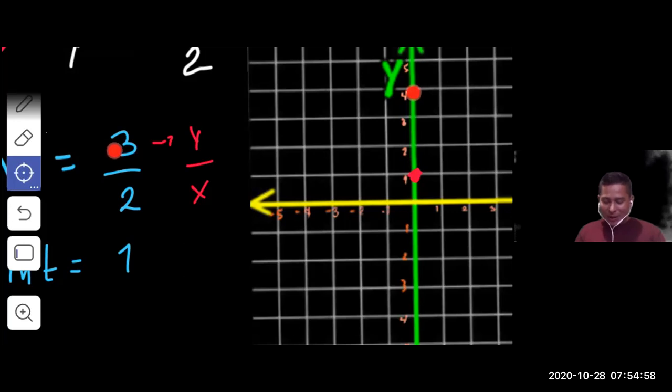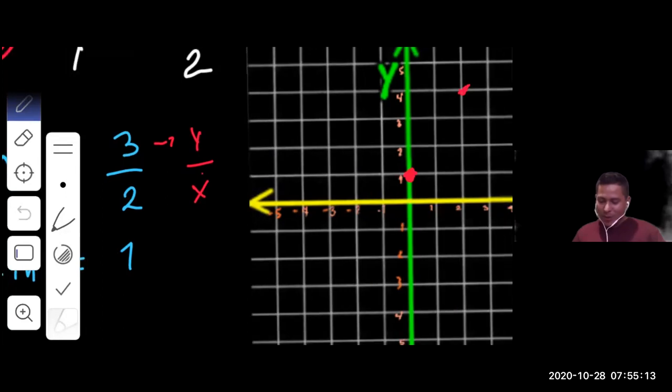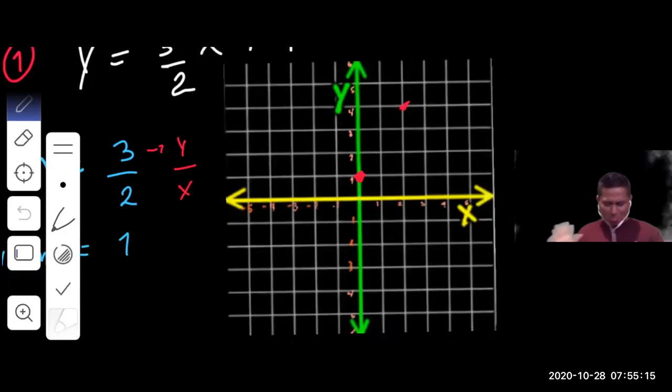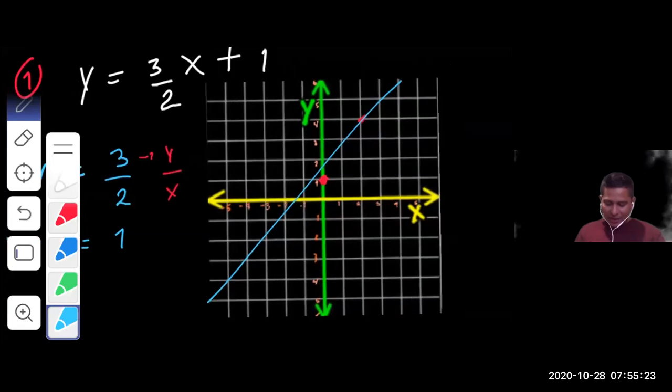And how many units do we have to move in X? 2. In X, we always move to the right. 1 and 2. Okay, we got the second point. I don't need another point to make this line. With this point, guys, I can make this line, and this is the linear function.